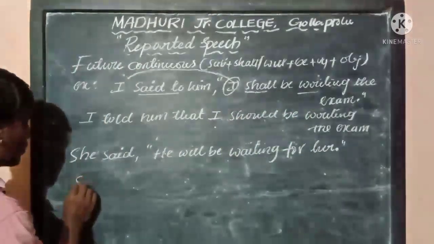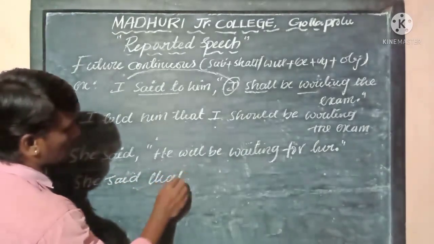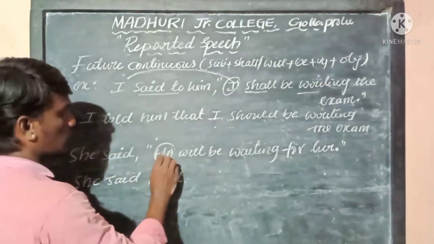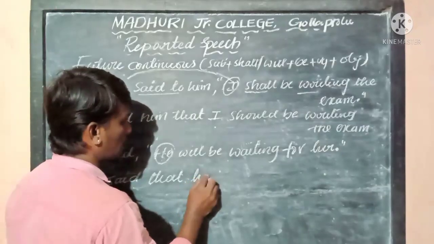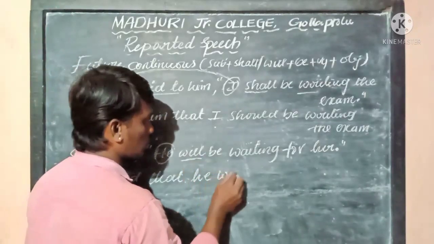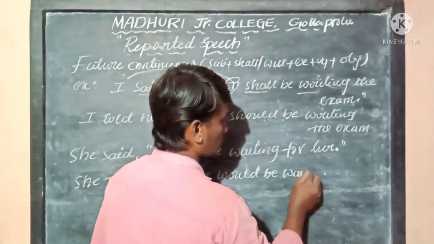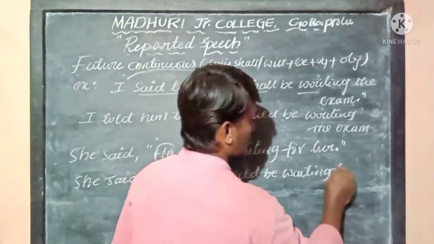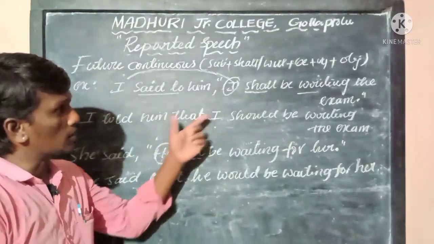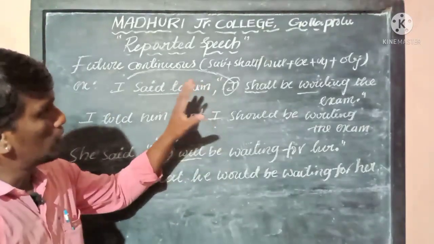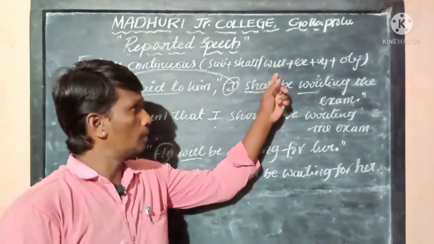Now see another example. She said. So what is the conjunction here? That is a conjunction. So she talks about some other person, that is third person. So you should write as it is, and will becomes would. He would be waiting. He would be waiting for her. So that is how future continuous tense changes into the other tenses. You should not change the entire tense except changing shall into should, will into would.